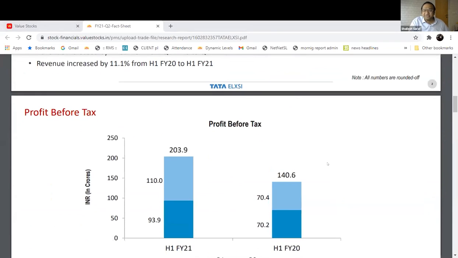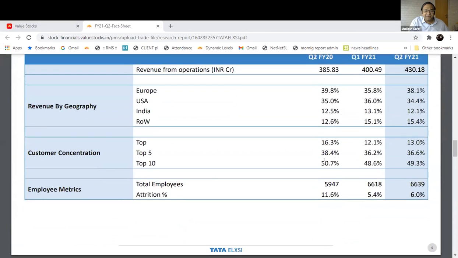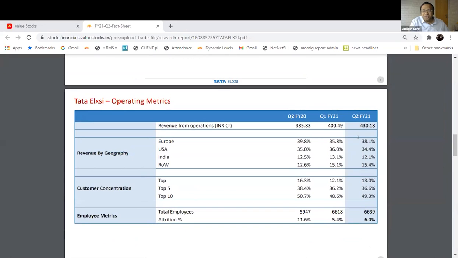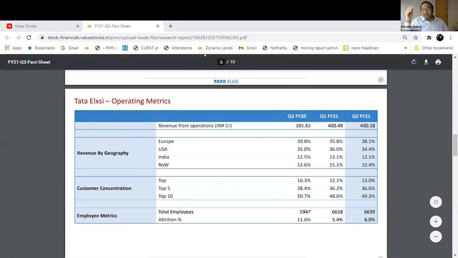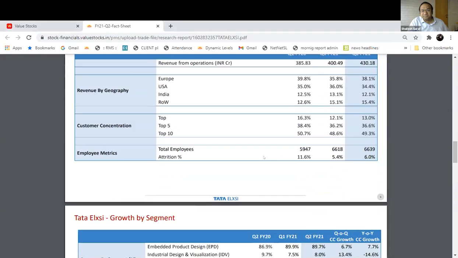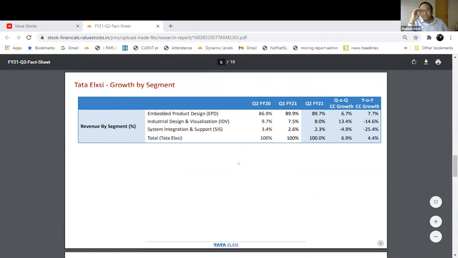Profit before tax ये सब हम लोग देते ही हैं. Okay, so इससे आपको आइडिया लगता है कि उनका ऑपरेशंस कहां से आ रहा है. USA, Europe. So if USA will do well, you know, obviously it is going to have a huge effect. कि कौन से geography से आ रहा है, customer concentration क्या है. Go down. So revenue by segment. वो क्या चीज करते हैं अपने बिजनेस में.